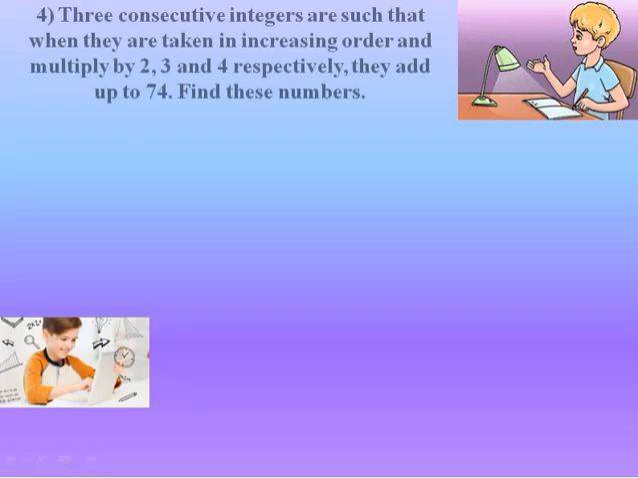So let us go for one more problem here. These are all arithmetic and geometric problems I am solving. Again, 3 consecutive integers are such that when they are taken in increasing order and multiplied by 2, 3 and 4 respectively, they add up to give 74. Find these numbers. Look at this problem, dear students.